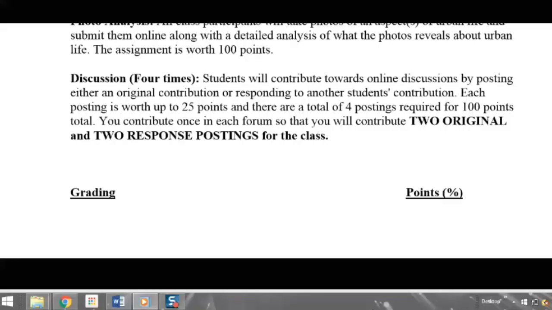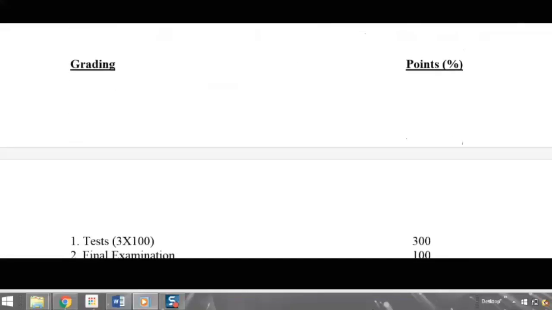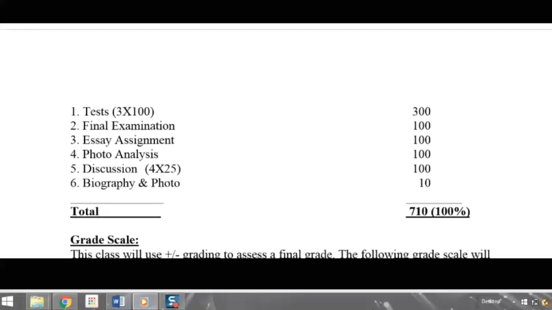So basically, what this is saying is that we will have 4 discussions throughout the semester. You are expected to contribute at least once in each discussion, and you need to have at least a total of 2 original postings and 2 responses to other students' postings in the class. This makes the class a bit more dynamic, and it allows you to engage a little bit more with other students. And you will see here that I also summarized all of this in simple terms and points.